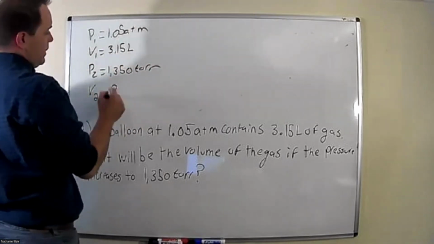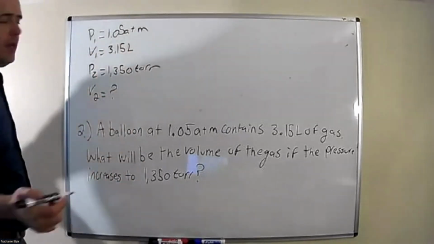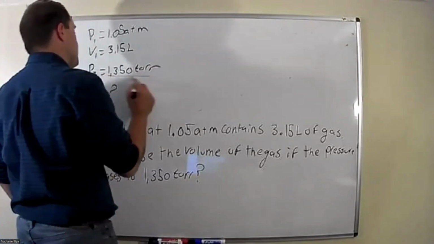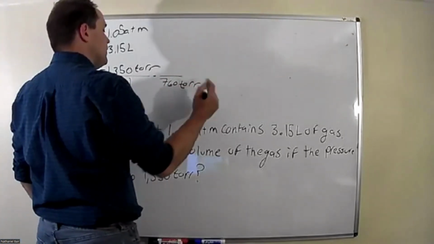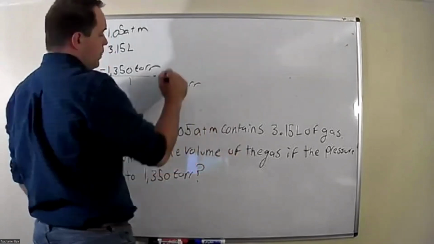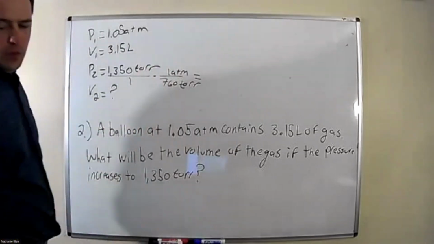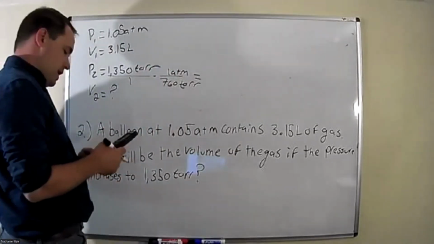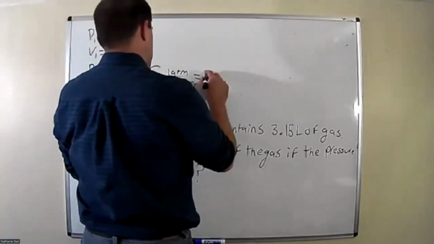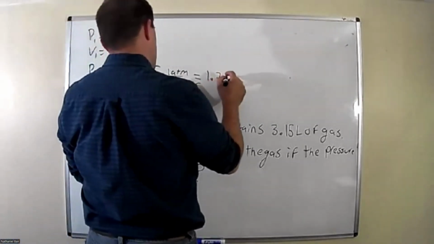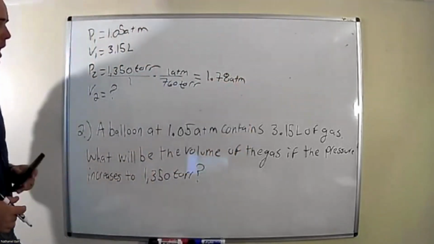But the problem is our P2 and P1 units of pressure are not the same. Now, I'm going to convert P2 into atmospheres. There's 760 millimeters of mercury or torr in an atmosphere. But you could convert atmospheres into torr. That's totally fine as well. 1,350 divided by 760. That's 1.78 atmospheres.